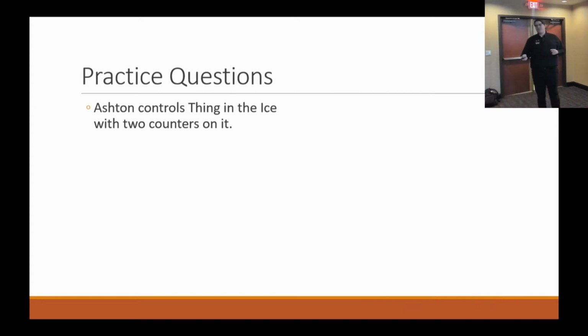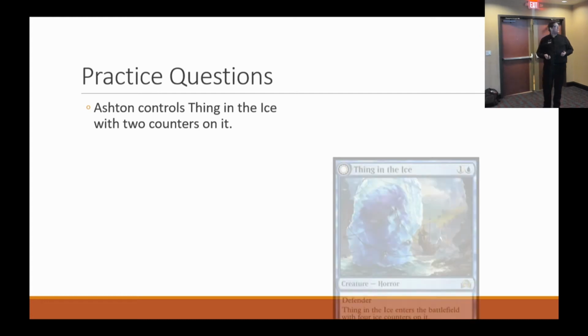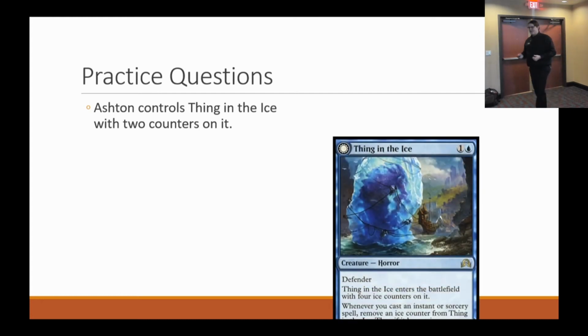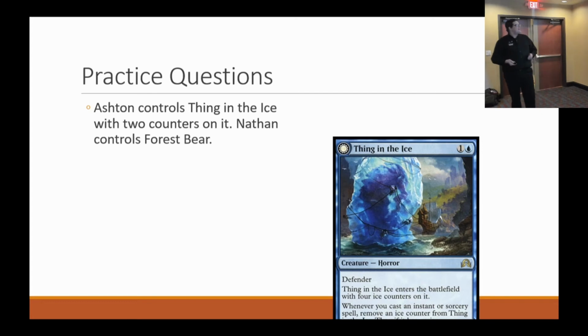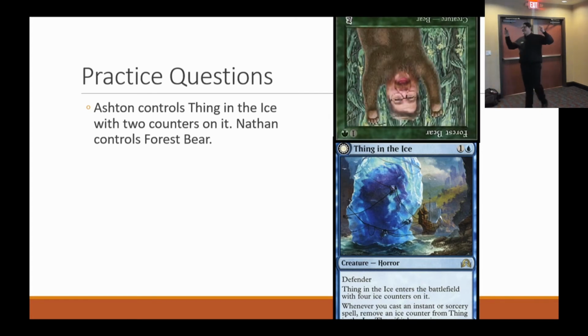This is the final practice question I have that I expect an answer on. I have one more after, but it's more of a thought process. Ashton controls Thing in the Ice with 2 counters on it. It's a cool card. Nathan controls Forest Bear. For those of you that aren't avid on Slack, that is Josh McCurley on Forest Bear. There's also a fantastic playmat of Josh McCurley on Forest Bear, or McCurley Bear, as I commonly call it.